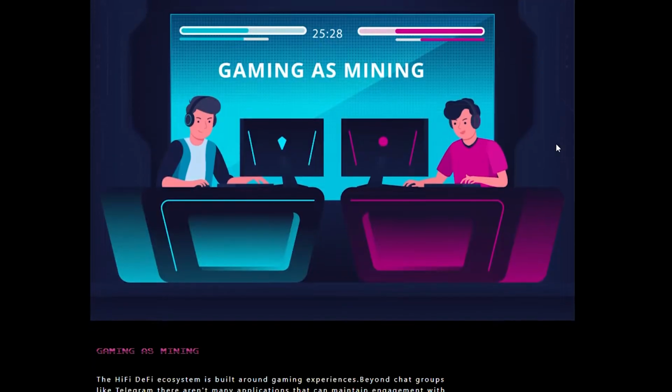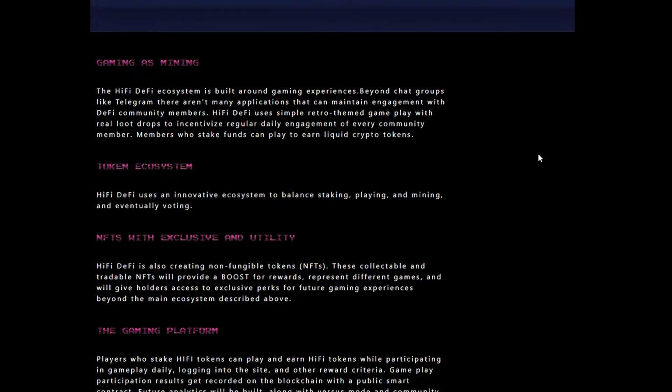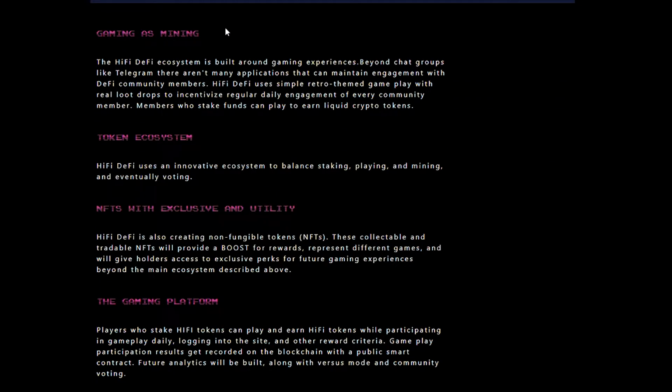Really nice. Then if we continue scrolling down here, ladies and gentlemen, we can take a look at what they've got going on for the gaming as mining. Just a bit of an explanation so you can understand that. The HiFi DeFi ecosystem is built around gaming experiences. Beyond chat groups like Telegram, there aren't many applications that can maintain engagement with the DeFi community members. HiFi DeFi uses simple retro-themed gameplay with real loot drops to incentivize regular daily engagement. So that's something I really, really like too. As far as the token ecosystem, HiFi DeFi uses an innovative ecosystem to balance staking, playing, and mining, and eventually that governance voting. So I think that's going to be really important to look for as well.